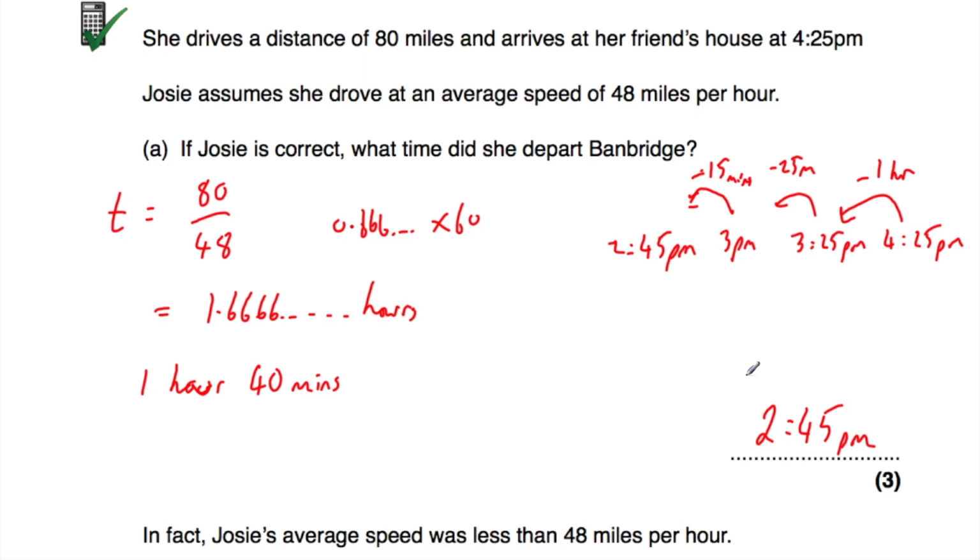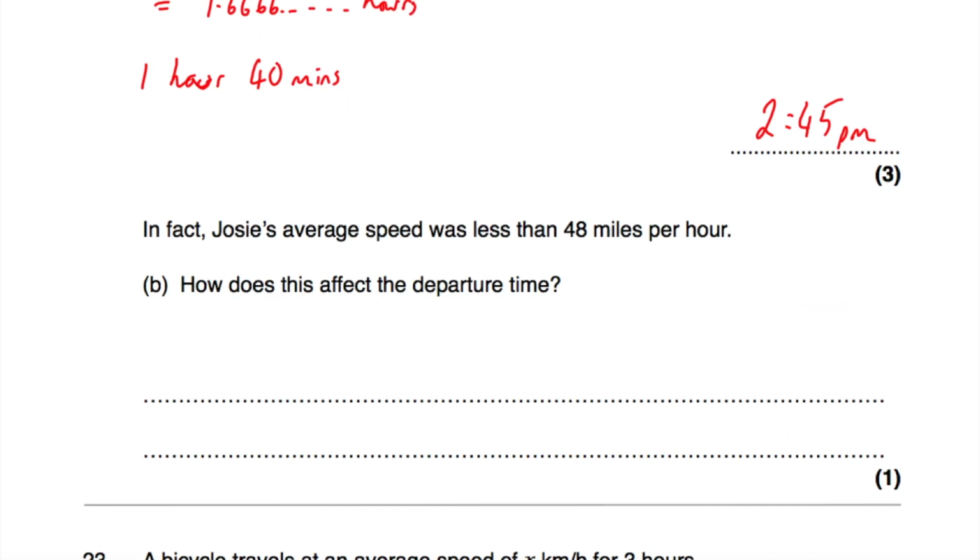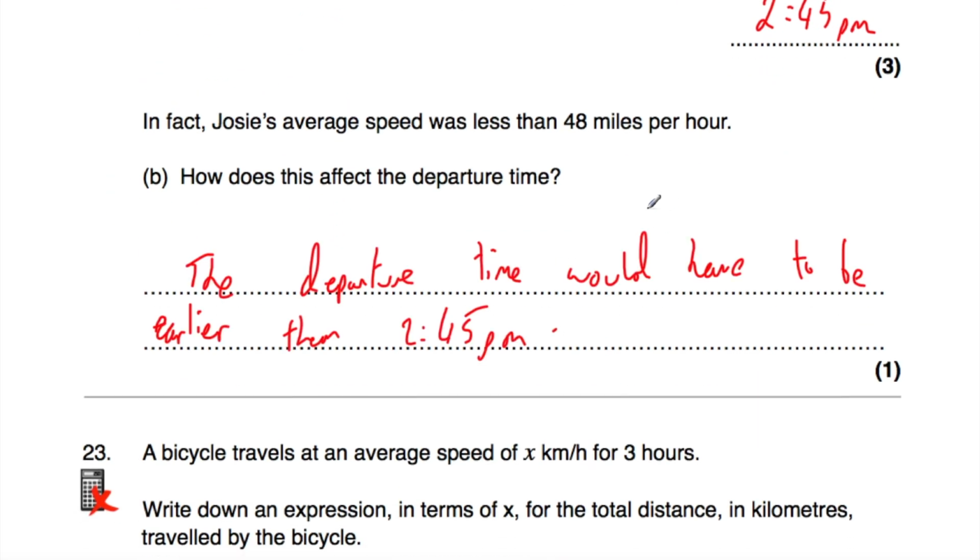And then we're asked, how would that affect the departure time? Well, if it takes her longer to travel to Portrush, it means she's going to have to have left earlier, so then she can do that longer journey in terms of time to get to Portrush. Because it takes her longer to travel, she's going to have to leave earlier, because we know she does arrive at 4:25, so she'll have to have left before 2:45. It's going to be earlier she leaves. So let's explain that. And that's it. I've just explained that the departure time would have to be earlier than 2:45 p.m.